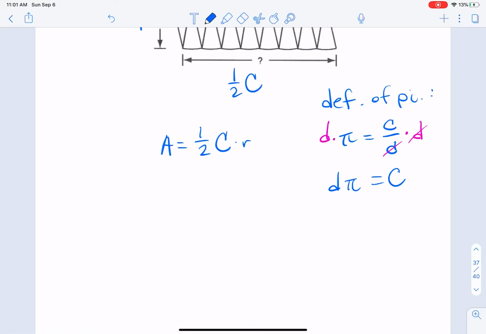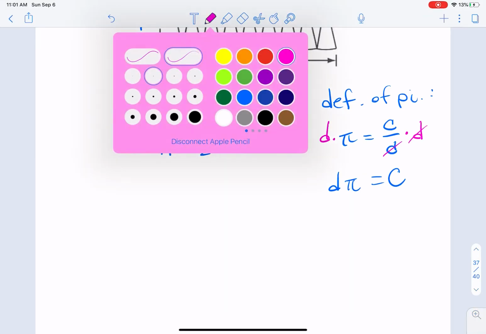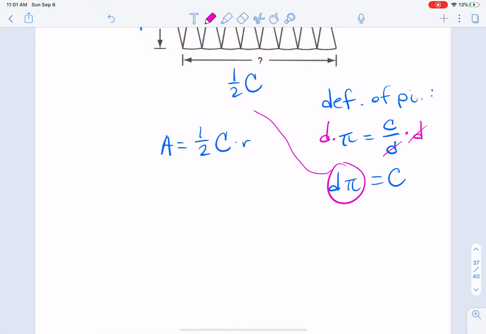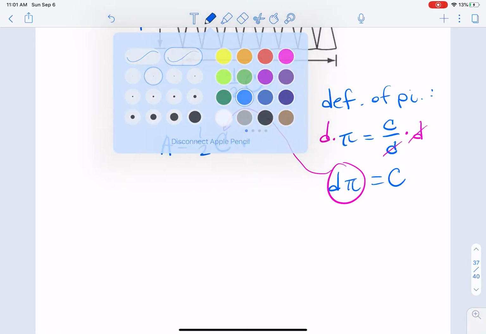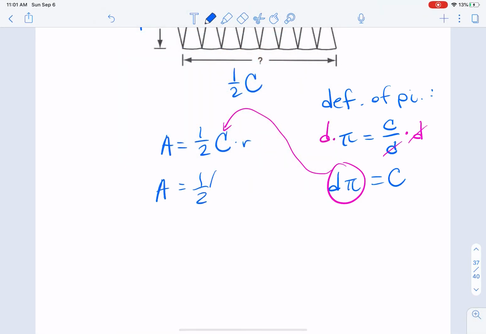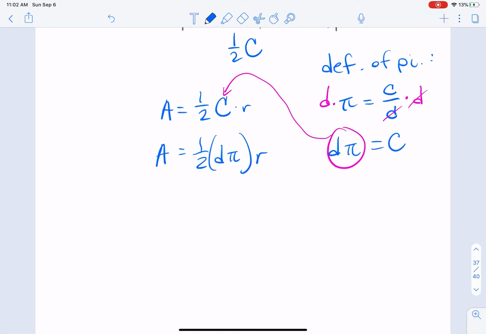So now I can take this and substitute it in for c right there. So now my formula becomes 1/2 of d pi times r. There we go. There's the area formula as we... No, again, it's not. It's still wrong. One other thing. We have another relationship that is supposed to be true for a circle, and that is that a diameter is equal to 2 times a radius.